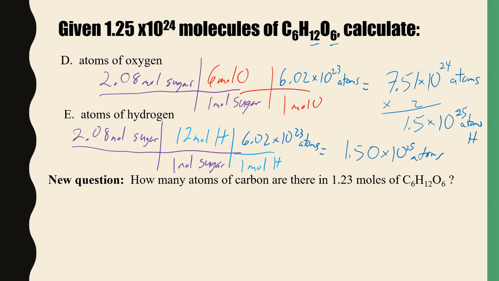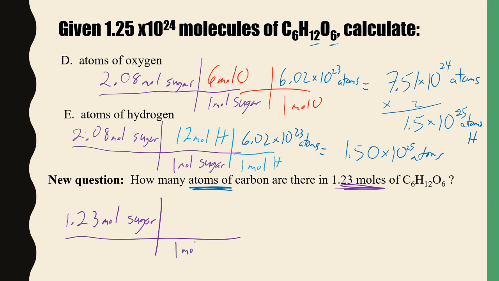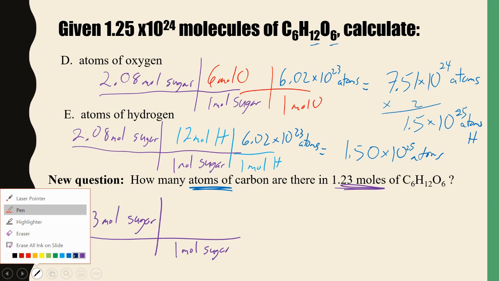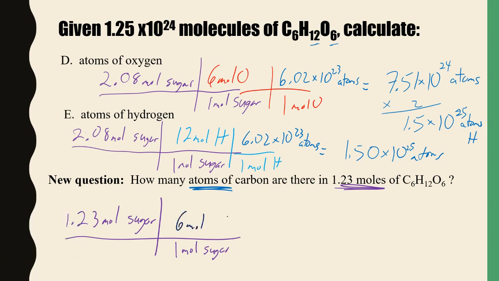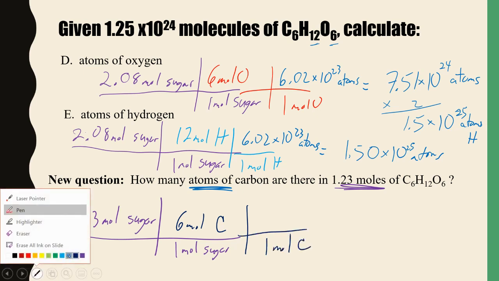All right, so how many atoms of carbon are there in 1.23 moles? So this is a different number of moles, so sort of a different problem. We have moles and we're trying to get to atoms, so 6.02 is going to be involved. So we start with the number that's given, the 1.23 moles of sugar. And then for every 1 mole of sugar, there are 6 moles of carbon.